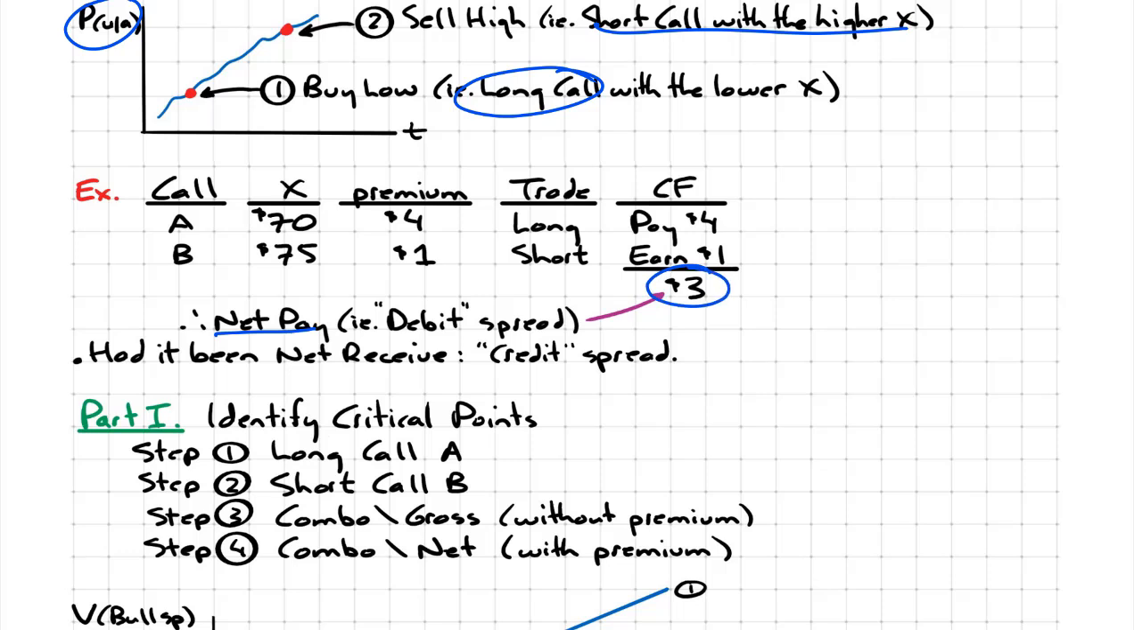Because he's paying, this is referred to as a debit spread. On the other hand, if he was receiving it, had it been a net receive, then it would have been referred to as a credit spread. So just some terminology for your vocabulary.